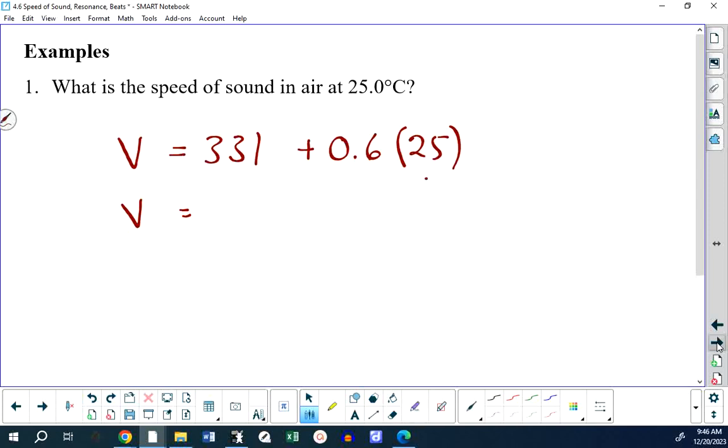I want to say 346. Is that right, Mark? So about 346 meters per second. So when we do the lab that we're going to do collectively as part of the lesson, and we measure the speed of sound, right now in the room it's 20.3 degrees Celsius.